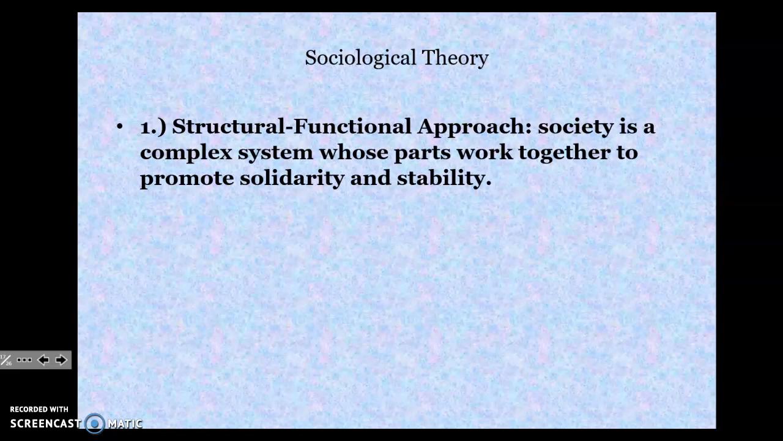Hey there, just wanted to go over the theoretical approaches with you guys in case you were struggling to compose your questions and needed a review. So the first approach is the structural functional approach. It's all about solidarity and stability. So being together and being stable, being united and being strong.